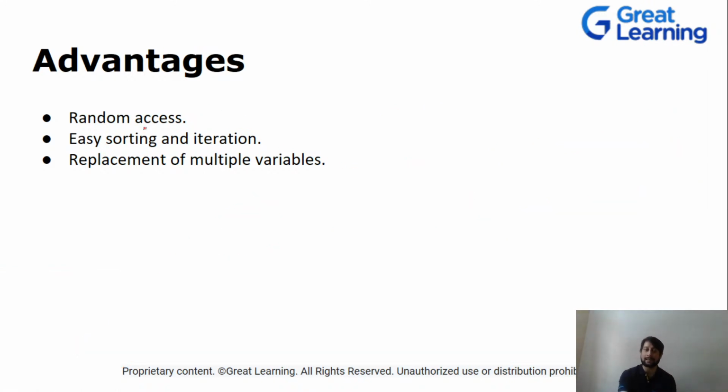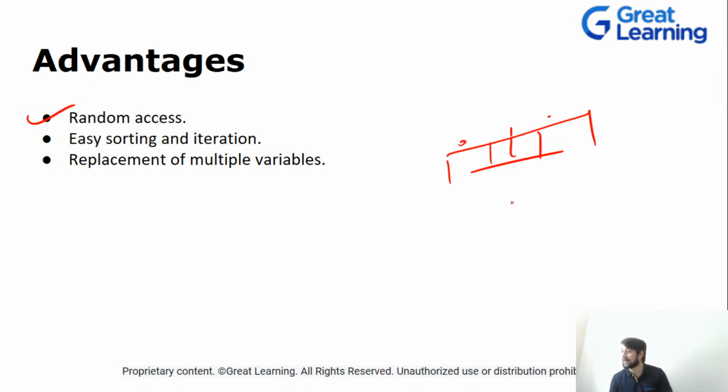Now, with the help of this indexing, random access is possible. Shalini, do you want me to repeat this again? If yes, then write it again. I explained it again. So if you know the index, then you can directly go to that particular index and fetch the value. Now it's easy to sort and iterate through this array. Since I know the indexing starts from 0, with the help of this indexing, I can play around with it.